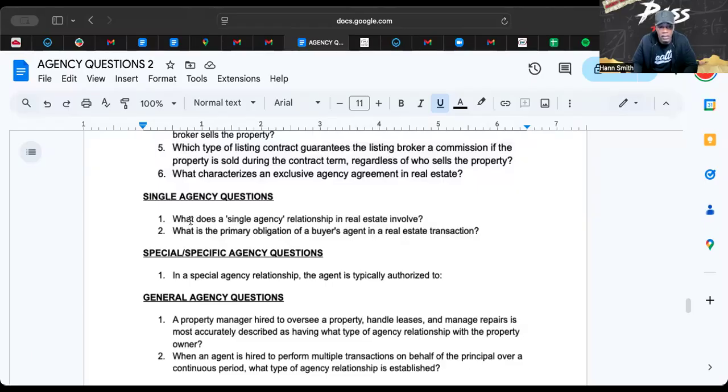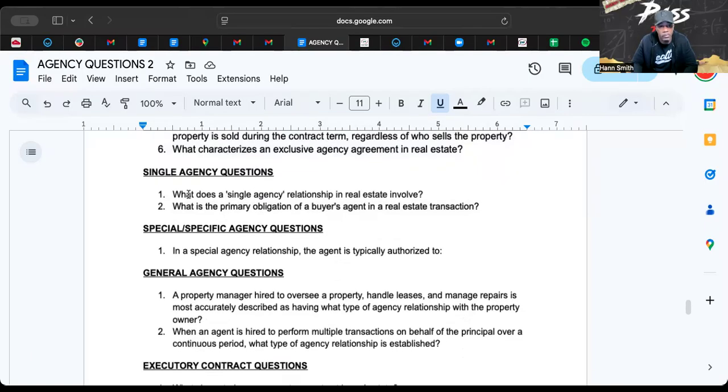All right, here's a couple here. So on the test, you might see a question that says, "What does a single agency relationship involve in real estate?" This question will have four multiple choice answers, but we don't need those. We can speak to this without seeing them. What does a single agency relationship involve in real estate?